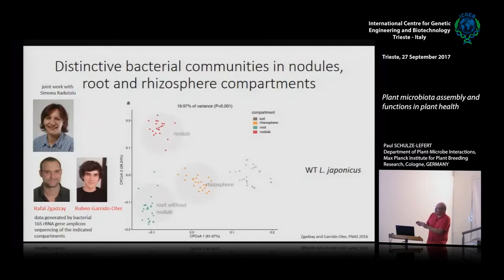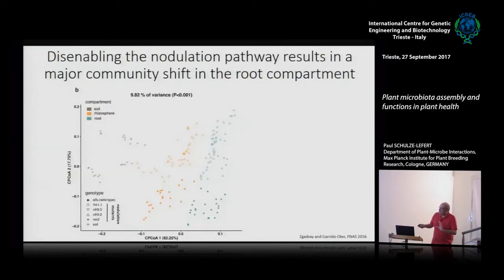And I hope you agree with me, this is a principal component analysis, that the bacterial communities that we detect in unplanted soil, in rhizosphere, root without nodule, and in the nodule are clearly distinctive. So we see separate bacterial communities in these compartments. Now what we did, and this gets a little complex, now we compared this very elaborate root microbiota structure of lotus wild-type plants with the nodulation mutants that I mentioned to you before. And I simplified the slide.